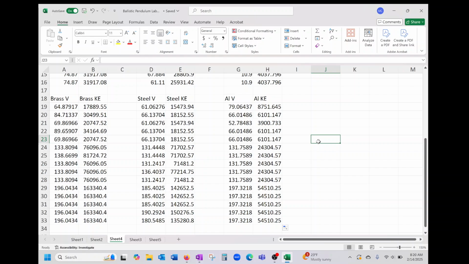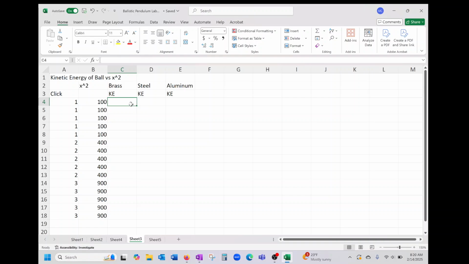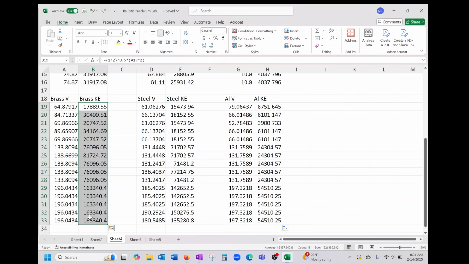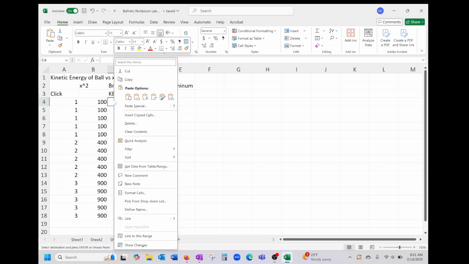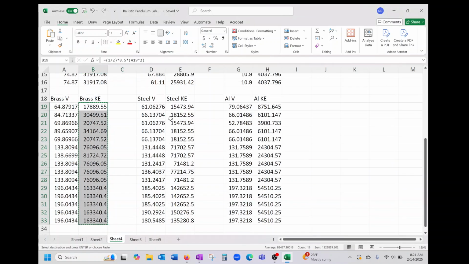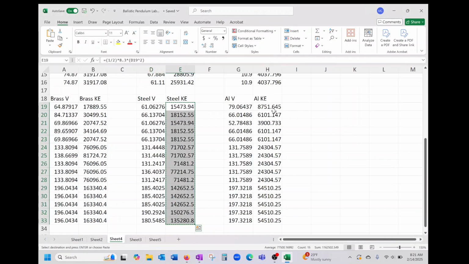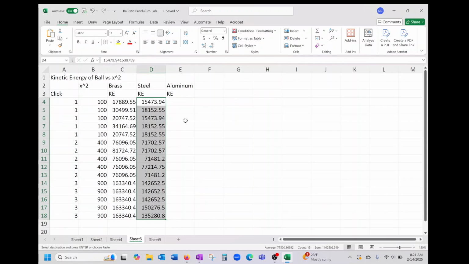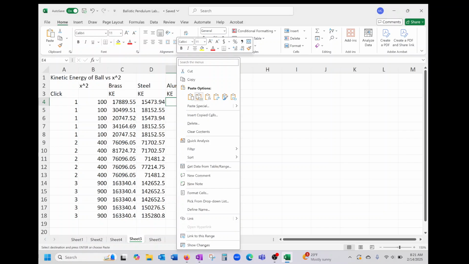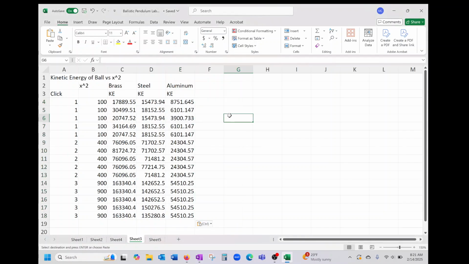And from this, we're going to carry over our kinetic energy numbers into the last sheet. And those are going to go here: brass kinetic energy, steel, and aluminum. So that's what I'm going to do. I'm going to copy, and then once again, I'm going to right click or double tap, paste just the values. For the steel kinetic energy, I'm going to do the same thing and paste that. And then for the aluminum kinetic energies, one more time, we copy and paste just the values. And that is what's going to get us our final table.